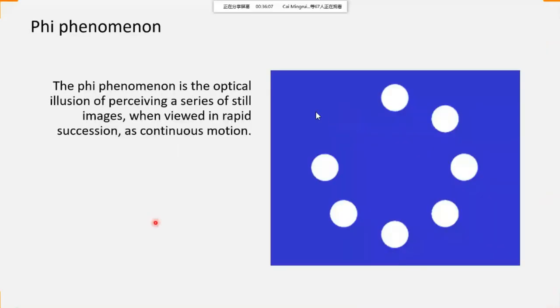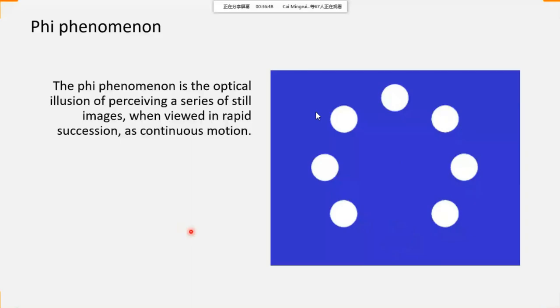The next one is an illusion that is created by movement, so it has to do with animation. This is called the phi phenomenon. It's the optical illusion of perceiving a series of still images, when viewed in rapid succession, as continuous motion. So what we see here is we think that this disk moves around counterclockwise.